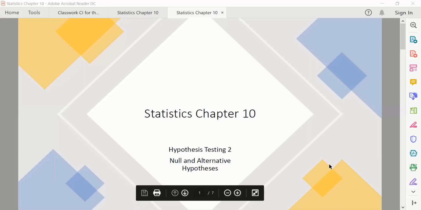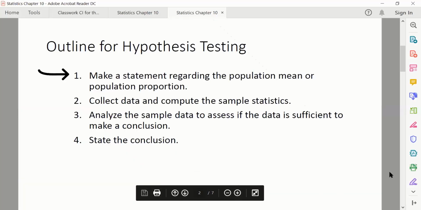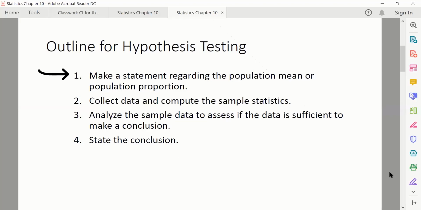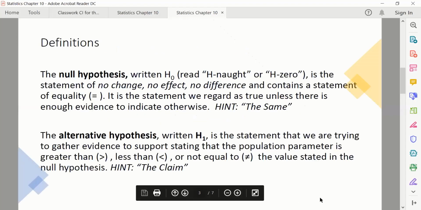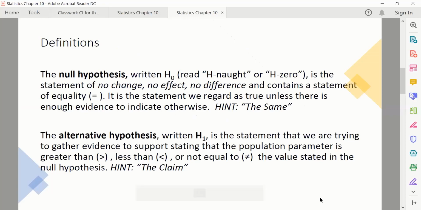So hypothesis testing 2 is the null and alternative hypothesis. In the 4 steps in the outline, our first step is going to be to make a statement regarding the population mean or the population proportion. So we're going to start with that. Again, the null hypothesis and the alternative hypothesis are the 2 hypotheses we talk about in hypothesis testing.